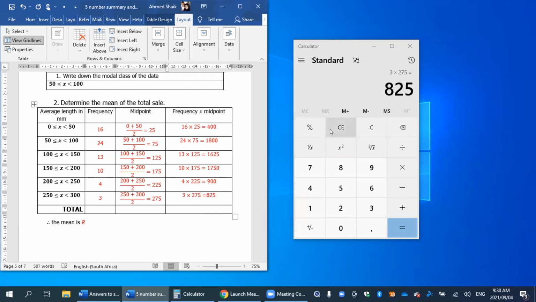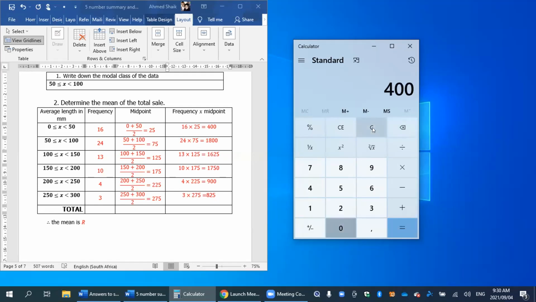Okay, so let's add up our frequency times midpoint. Our question asks us to determine the mean of the total sales. So they do not want us to calculate the estimated mean, rather they want us to calculate the total amount of the sales made for that given period.